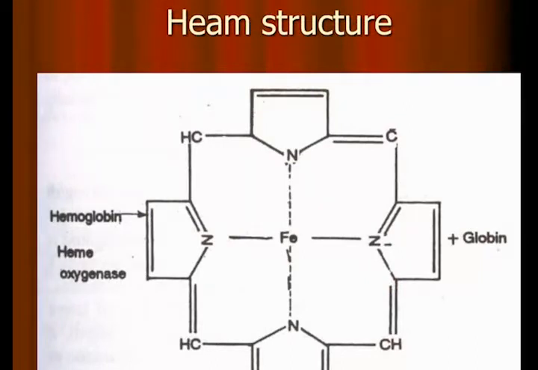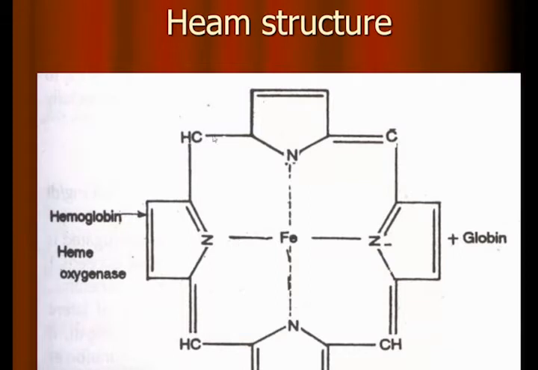And this is the heme structure. I have already shown you. This is the heme structure containing 4 pyrrole rings. This is one pyrrole ring, this is another pyrrole ring, this is another, and this is another. So 4 pyrrole rings are there in the heme structure.